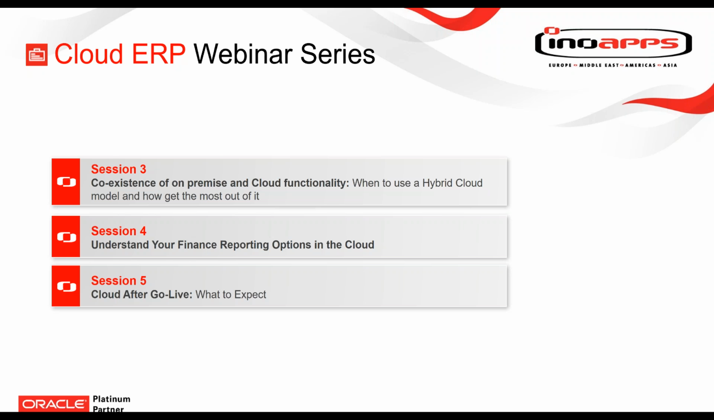Session 3, coming up after this, is around hybrid models, so coexistence of on-prem and cloud functionality. And session 4, one of the most popular sessions we run, is around reporting options in the cloud, be it finance or HR. And then finally, in terms of what happens after you've gone live, what to expect, what does BAU look like, and how do you get your business ready for the model of software as a service after you've gone live and been able to take advantage of the regular updates.